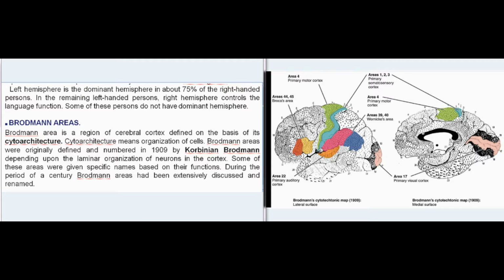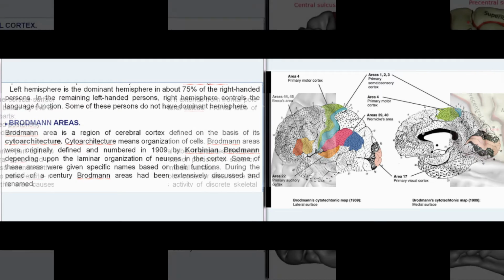Cytoarchitecture means organization of cells. Brodmann areas were originally defined and numbered in 1909 by Korbinian Brodmann depending upon the laminar organization of neurons in the cortex. Some of these areas were given specific names based on their functions. During the period of a century, Brodmann areas had been extensively discussed and renamed.